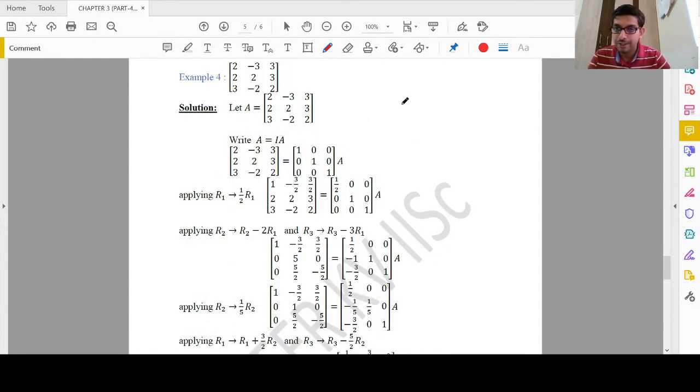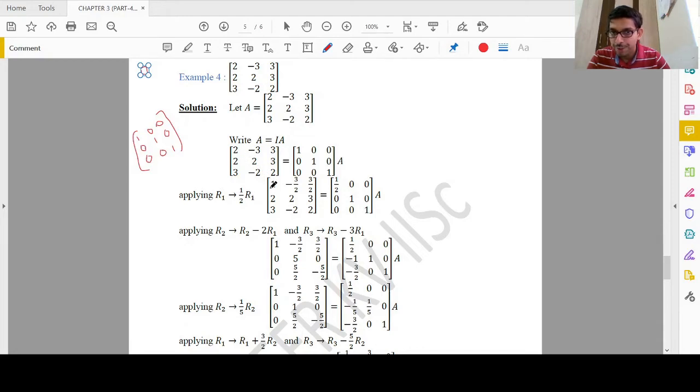So now we will move to a 3 by 3 matrix, finding the inverse of this matrix using elementary transformation. Again I am using row transformation. So I am starting with A equal to IA. The aim is to get identity on the left hand side, that is 1 0 0, 0 1 0, 0 0 1. So again start with the first element. The first element is 2. So the first transformation is R1 changes to 1 by 2 R1, so that we'll get 1 here.